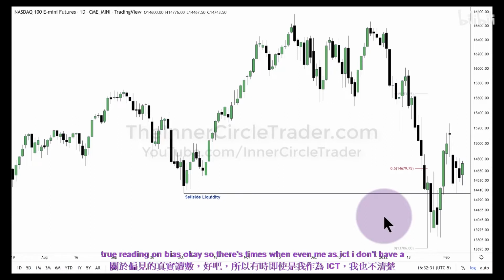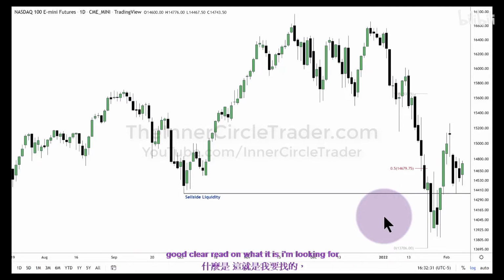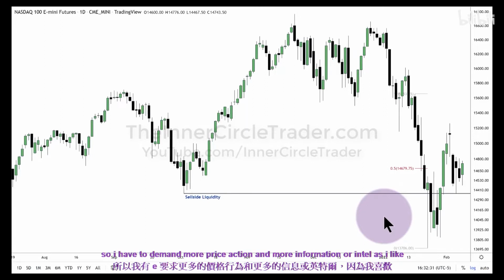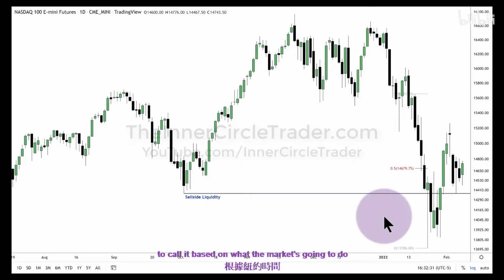Okay, so there's times when even me as ICT, I don't have a good, clear read on what it is I'm looking for. So I have to demand more price action and more information, or intel as I like to call it, based on what the market's going to do right after the open at 9:30 in the morning, New York time.